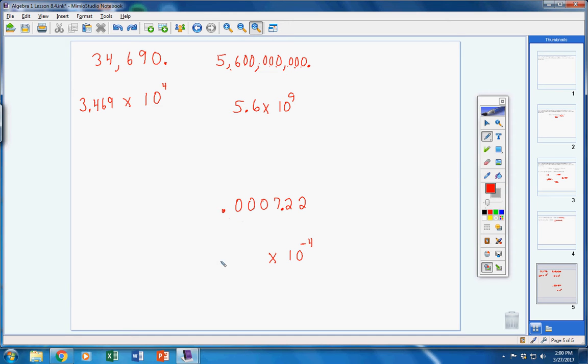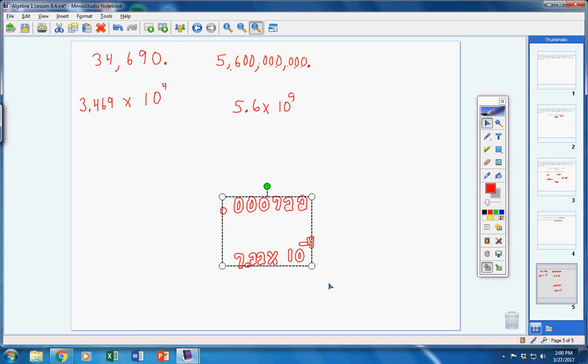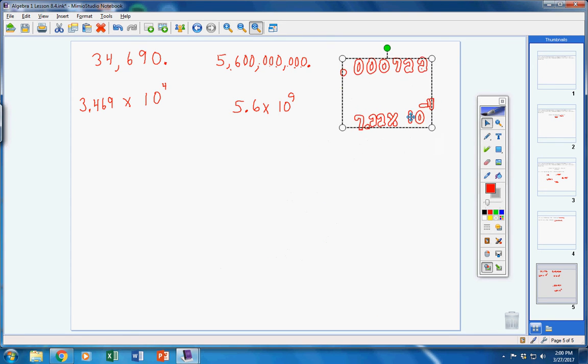Now, you're not going to put 0.0007.22. That's just a waste of zeros. We just simply put 7.22. And that's it. We did it. It's not difficult at all, guys. It's really simple, okay? You're just moving the decimal, counting the spaces, and writing the number in scientific notation.